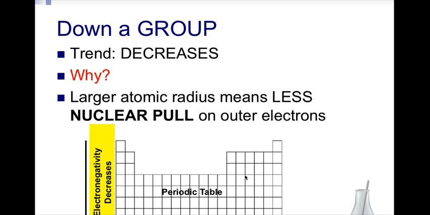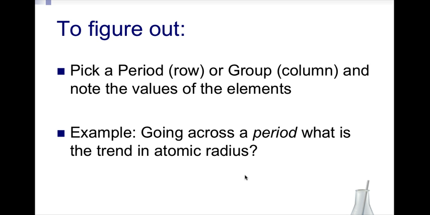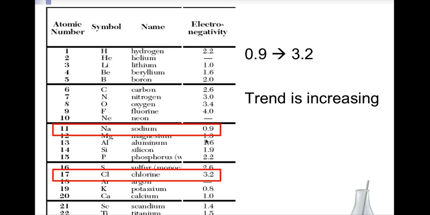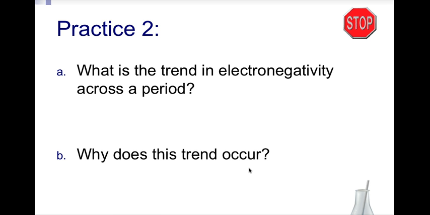Now, as we go down a group, the trend will decrease. The reason why is there's a larger atomic radius, and this means there is less nuclear pull on the outer electrons. So we'll use Table S, and we'll pick a row or a column, it doesn't matter, and we'll look at the period first. So we'll look at sodium and chlorine, and if we look here, my trend, if I go from sodium, is 0.9 to chlorine, which is 3.2, therefore it does increase as we go across our row.